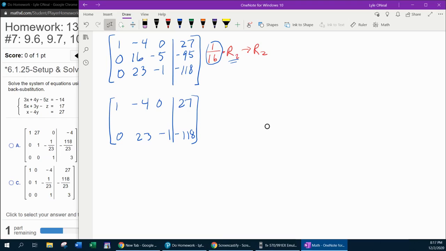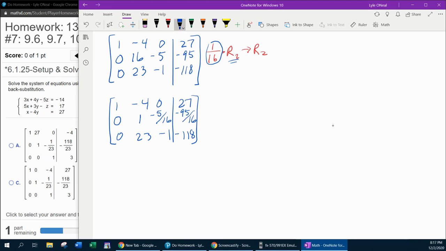So here we go. What is 0 divided by 16? Well, 0 divided by any number is 0, so that's going to stay a 0. 16 divided by 16 is 1. So that achieves that objective of getting that element to be 1. Negative 5 divided by 16. Uh-oh, this is where fractions come in. I'm sorry, I can't help it. Last, negative 95 divided by 16 is negative 95/16.